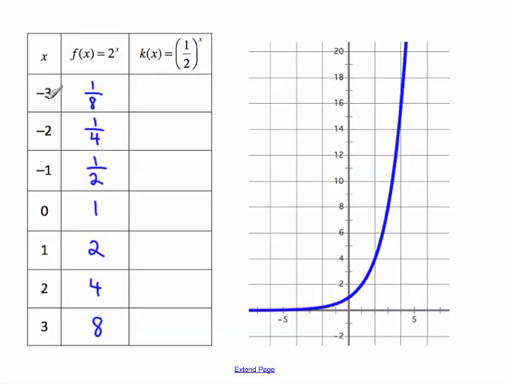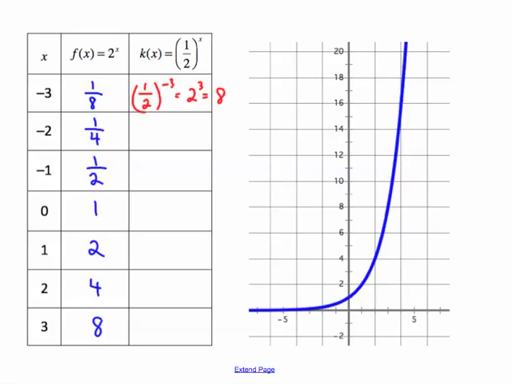So if the base is a half, when x is equal to 3, then k of x here is equal to a half to the power of -3, and by exponent rules, that's equal to 2 to the power of +3, which is equal to 8. So pause the video now and take a moment to fill in a table of values like this for k of x, where k of x is equal to a half to the power of x, and plot the graph as well.